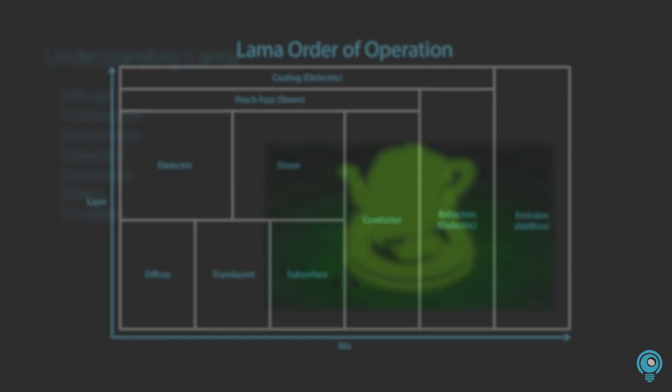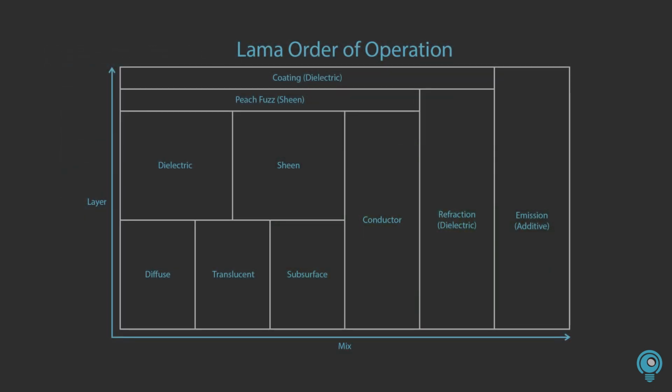So how can we combine these layers together? Well, Lama has an order of operation, which I'm going to go through now. So as we can see along the bottom, we have a mix along the bottom, which means that all of the ones going from left to right is the order in which we mix them. So for example, say we have a diffuse and a translucent, we can mix those together, or a diffuse and a subsurface, we can mix those together, and so on.